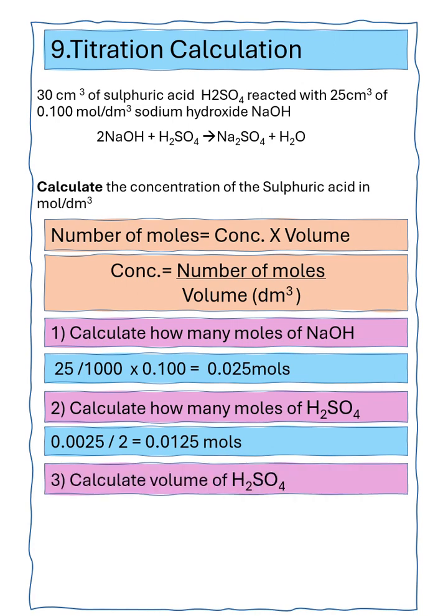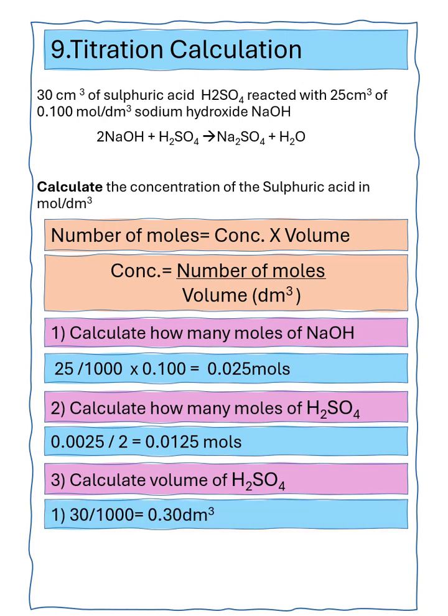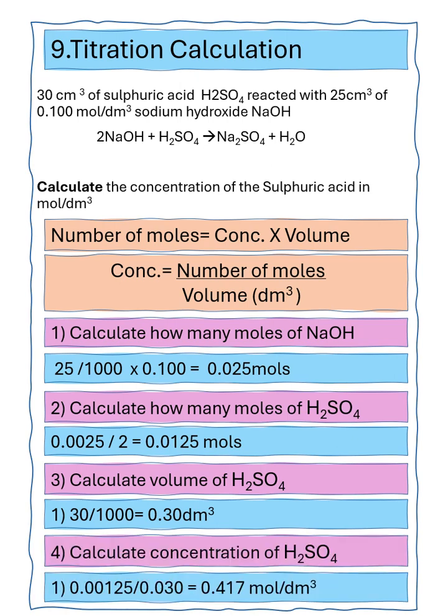We can then work out the volume of sulfuric acid in decimeters cubed just by dividing 30 by 1,000. That gives us 0.03. And then we can use the equation concentration equals number of moles divided by volume to work out the concentration of sulfuric acid. Number of moles is 0.0125 divided by 0.03 decimeter cubed. That gives us a concentration of sulfuric acid of 0.417 moles per decimeter cubed.